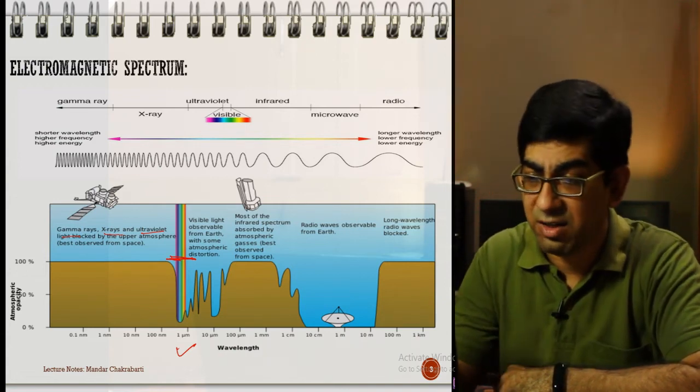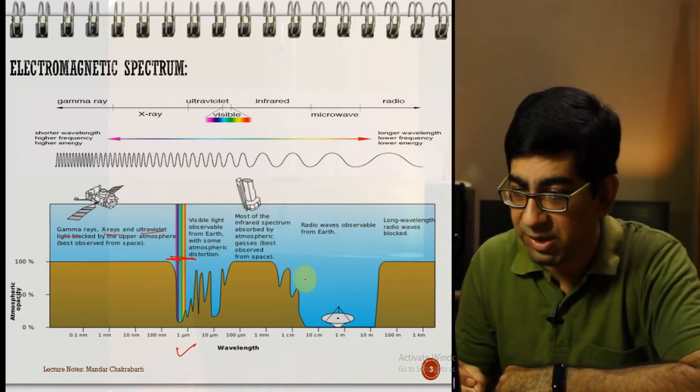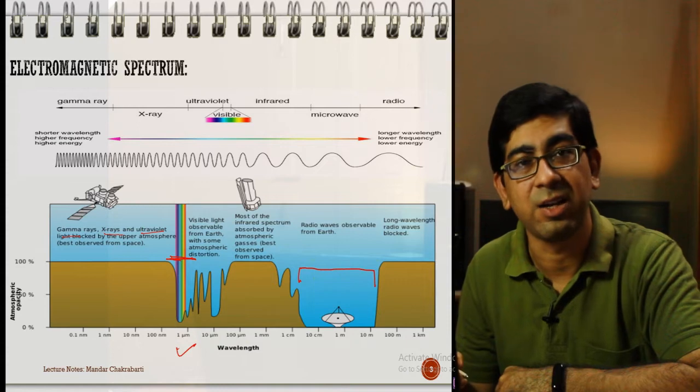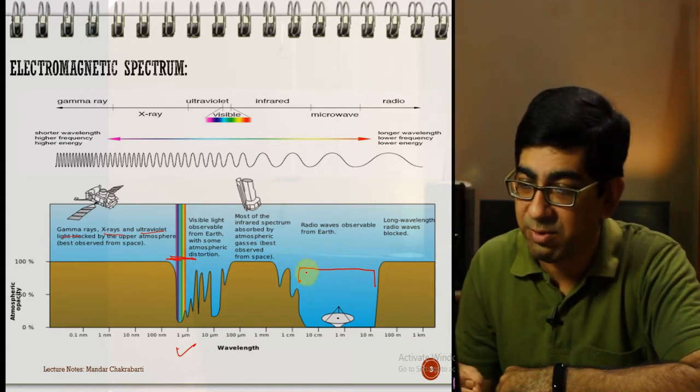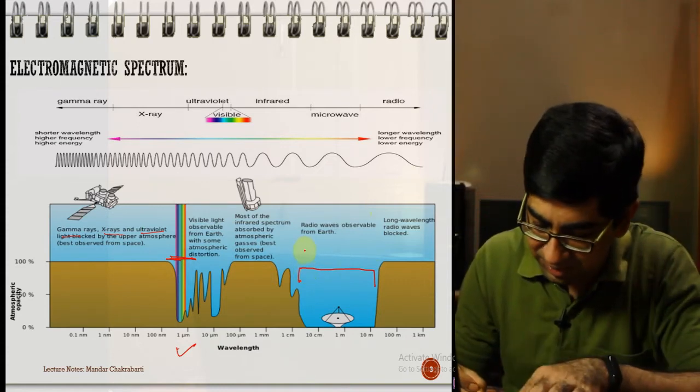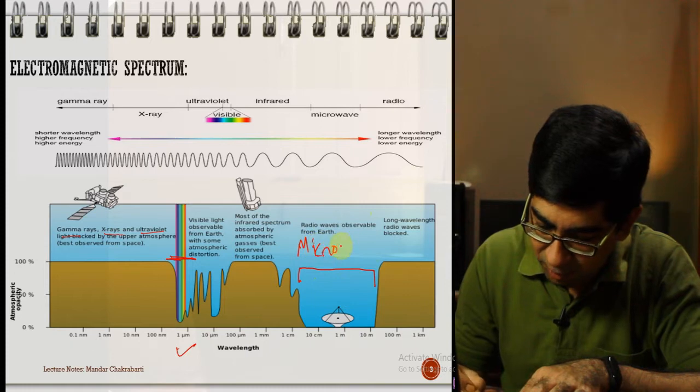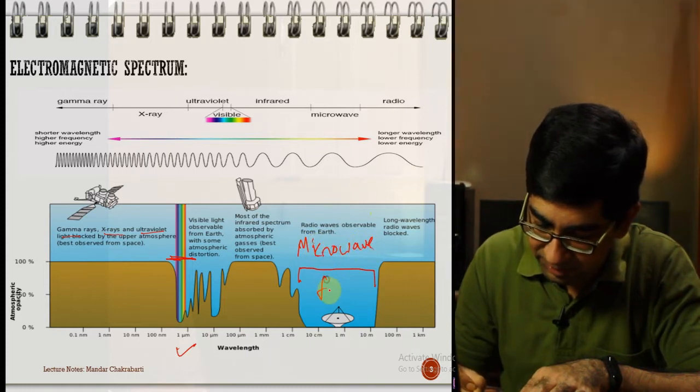Now you see, there is another range of frequencies which are able to pass through the Earth's atmosphere. These frequencies are known as microwave frequencies.